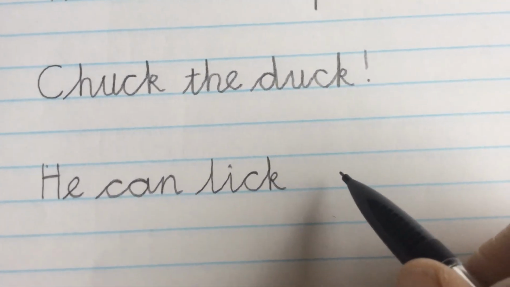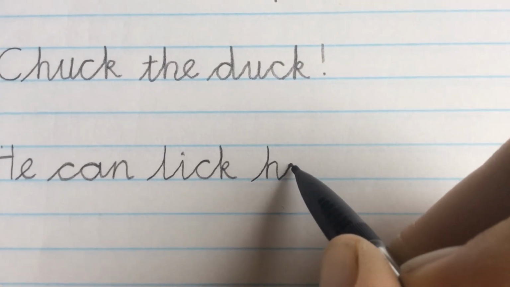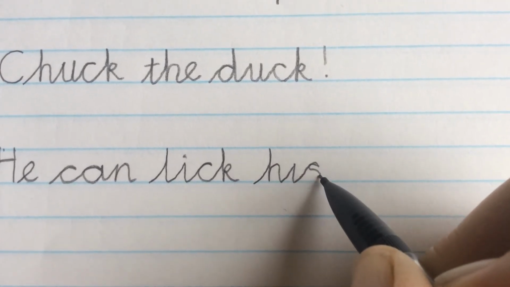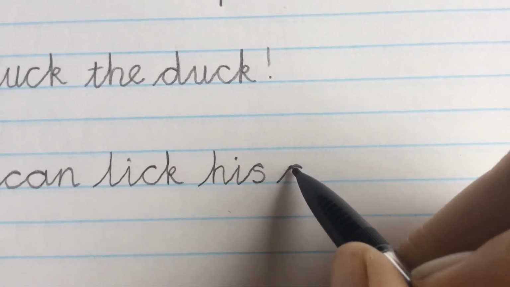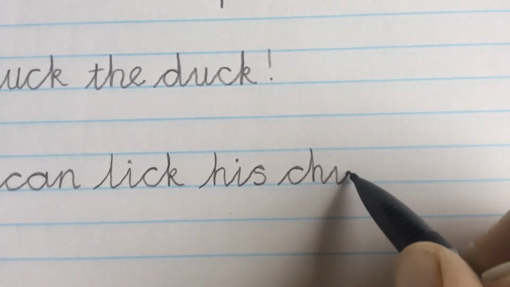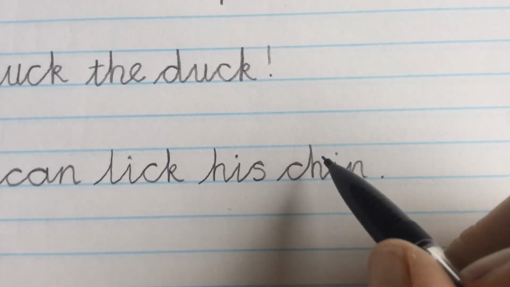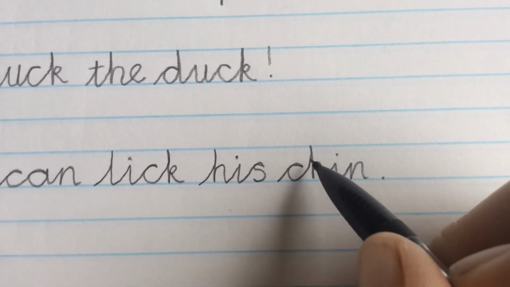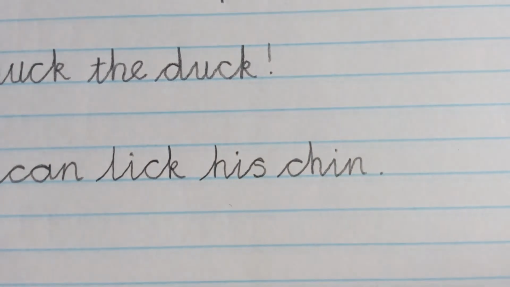He can lick. Those diagonal joins. He can lick his chin. You can see where my join there wasn't fantastic. It went up too far. I should have stopped it around here. I'm sure you can do better.